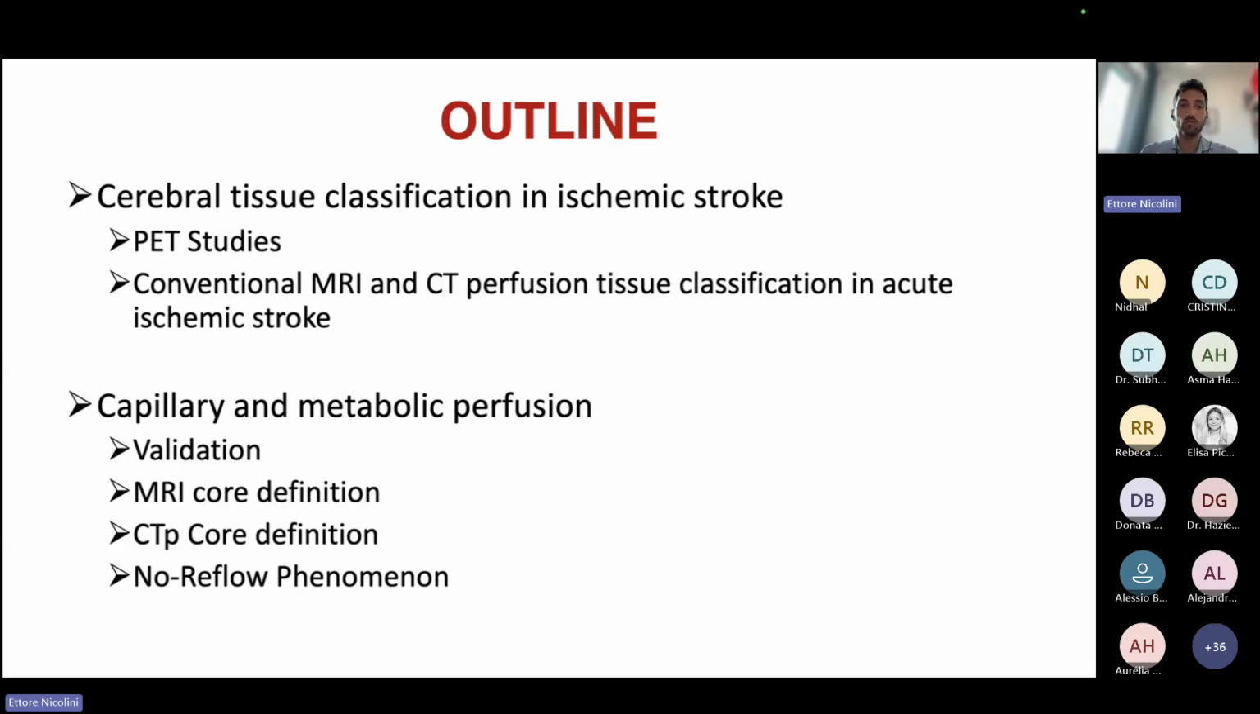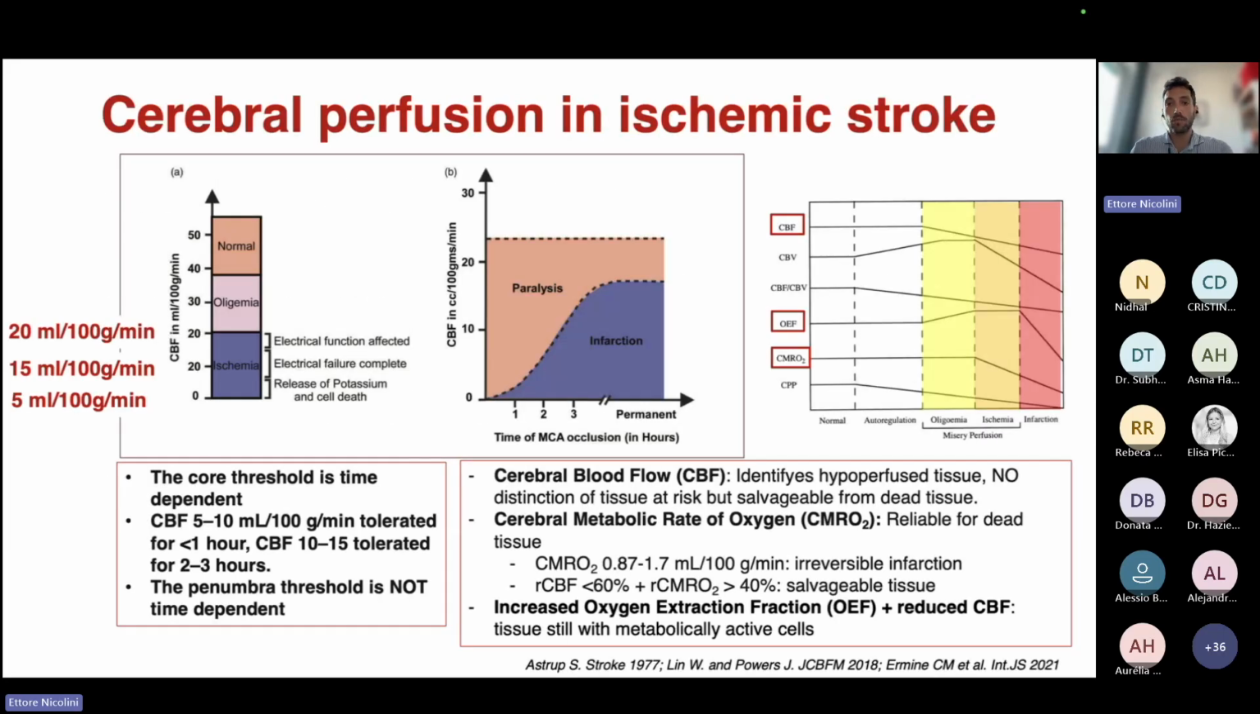So first I will need to do a premise about tissue perfusion and metabolic tissue perfusion from what we know from animal study, and then what we have nowadays with conventional imaging perfusion studies. And then we will go deep into capillary and metabolic perfusion, and we'll see the data that we have to date. So everything starts, of course, from the cerebral tissue and how it responds to hypoperfusion.